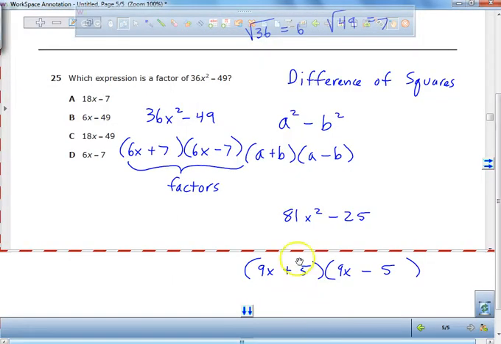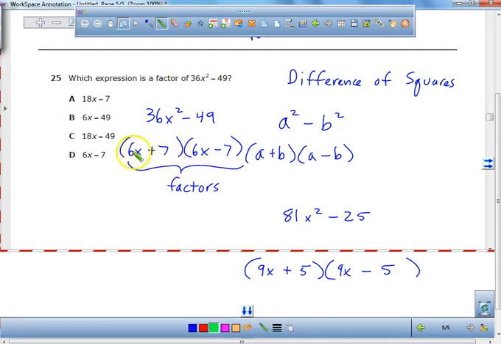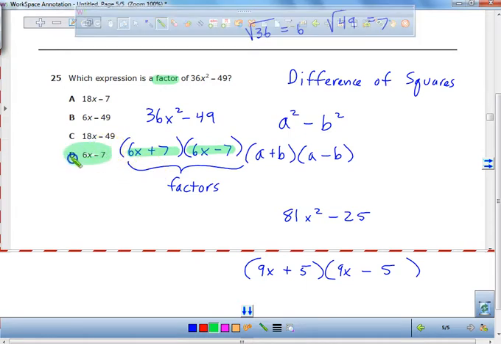Now if we go back, what are the two factors that are the answers? One of them could be 6x plus 7, the other one is 6x minus 7. It says which expression is a factor. So which answer is it? Answer choice B. It doesn't list both factors, it lists one of them.